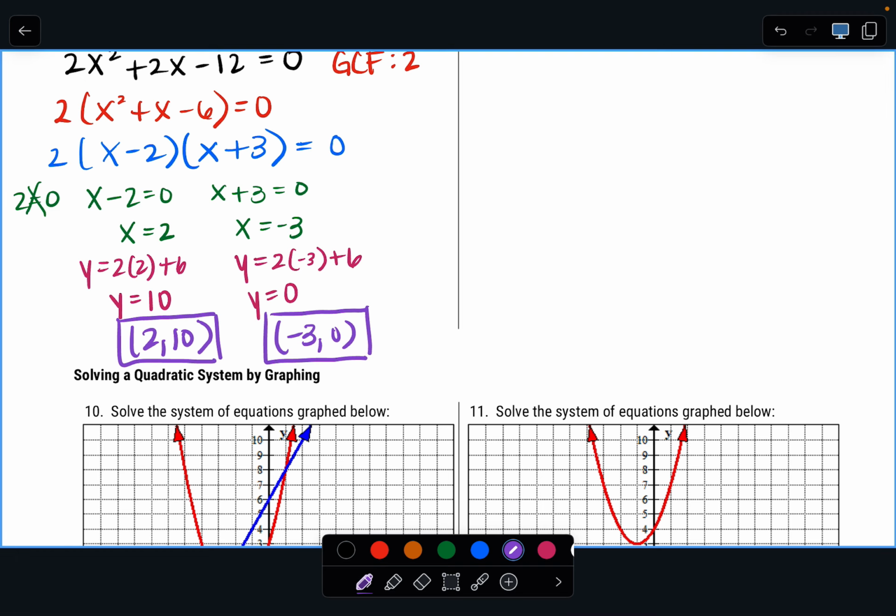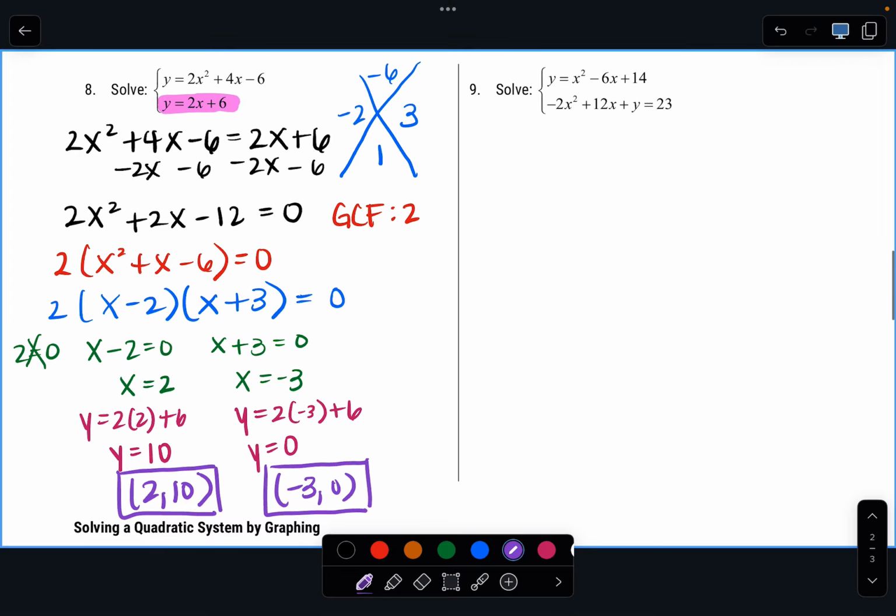Okay, any questions on systems so far? All right, let's try number 9. Can I set these equations equal to each other how they are written? No, I need to get y by itself. So let's go in, let's add the 2x squared, and let's subtract the 12x, and the 23 is already there. We're moving it. We want to get all of the terms on one side, and we want to get y by itself.